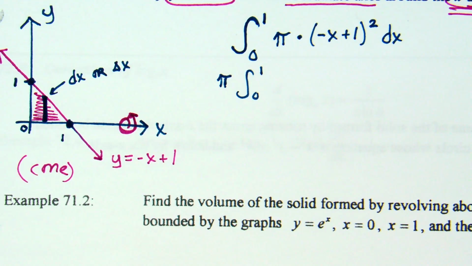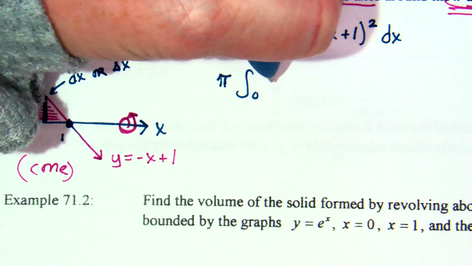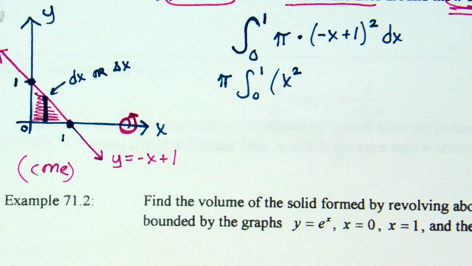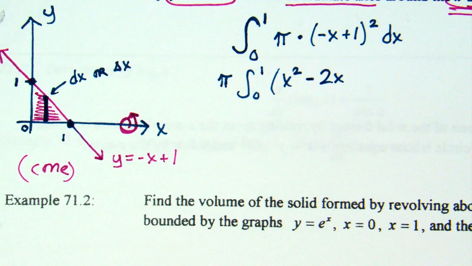negative x times negative x, x squared. Minus x times 1 is minus x, and another minus x is going to be minus 2x, and 1 times 1 is plus 1. You do need to do that preliminary work there. Now, can you integrate?